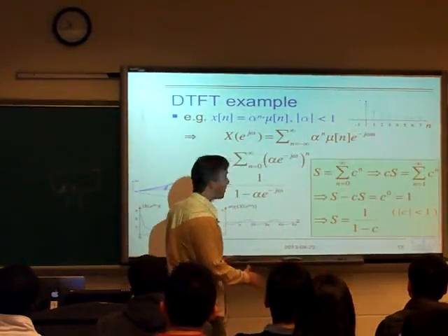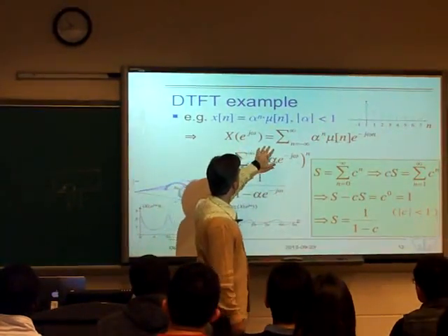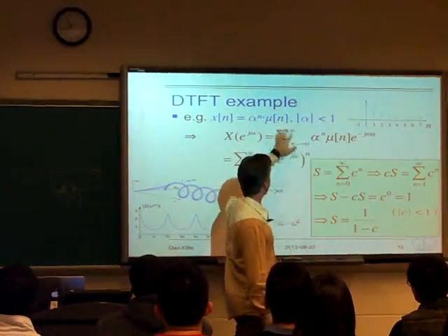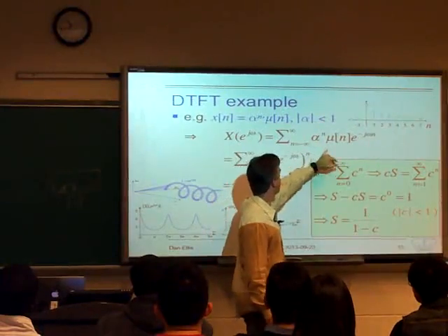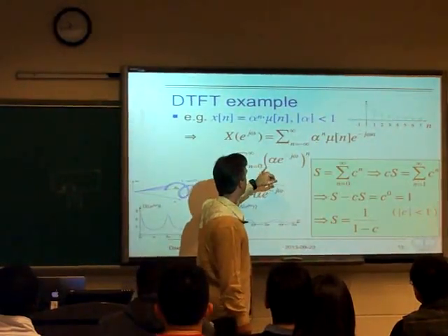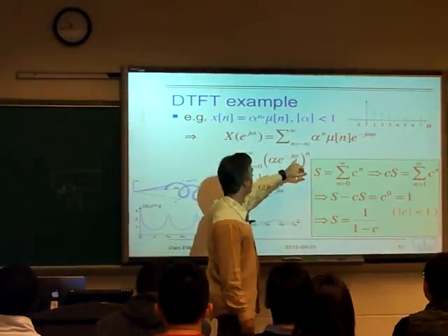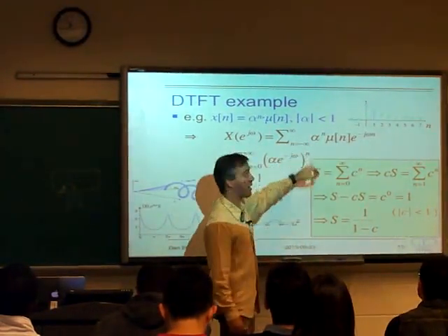All right, so if you want to know the DTFT of this, here's the equation: it's the sum over all n of x of n e to the minus j omega n. X of n is alpha to the n mu of n, so we can drop the mu of n and just change the summation to be from n equals 0 onwards. So it's alpha to the n, e to the minus j omega n. We can combine those two exponential terms, so it's alpha e to the minus j omega, all raised to the power of n.